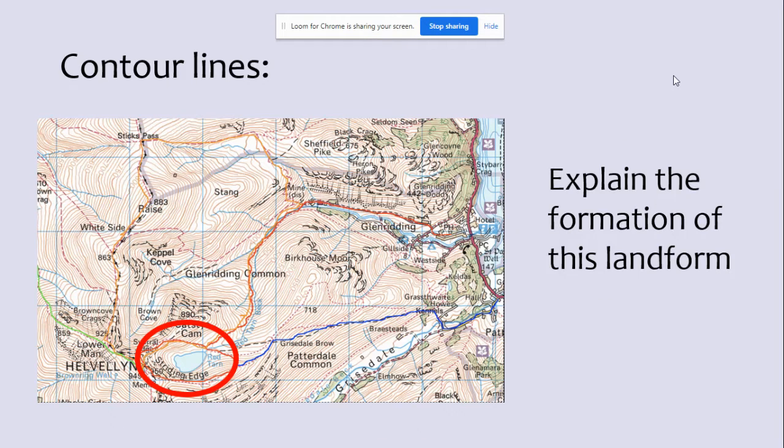So this is just a bit of a recap again of glacial landforms. I'd like you to explain the formation of this landform here. So we can see the word tarn. So because it's a tarn, we can assume that this is a corrie because we can see the steep back and we can see this hollow here. So I'd like you to explain how it's formed. If you feel confident, I'd like you to press pause and have a go at doing it now.